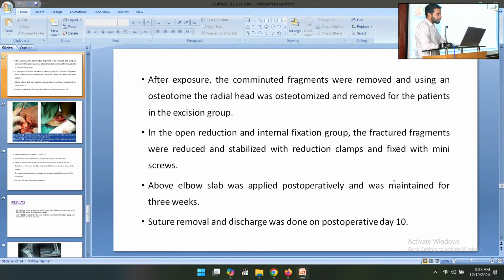Above elbow slab was applied post-operatively and was maintained for 3 weeks. Suture removal and discharge was done on post-operative day 10.